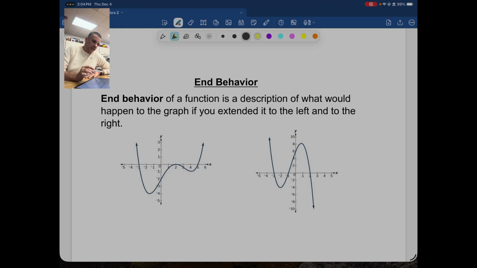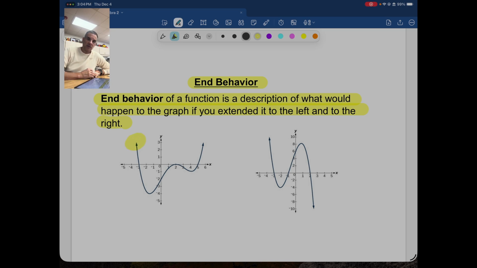So when we're graphing these, we've graphed polynomials before, we've graphed linears, we've graphed quadratics. They have what's called an end behavior. And the end behavior of a function is a description of what happens to the graph if you extend it to the left and to the right.